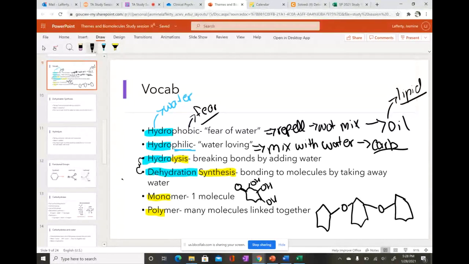Now, a lot of people in my Socratic were confused. Monomer means 1. Di means 2. Poly means more than 3. Or actually more than 2. So 3 or more. So this would not be a trimer. Trimer? This would just be a polymer. Okay?